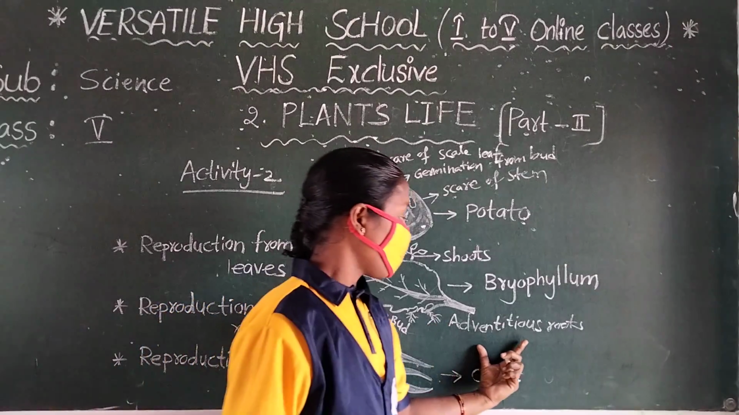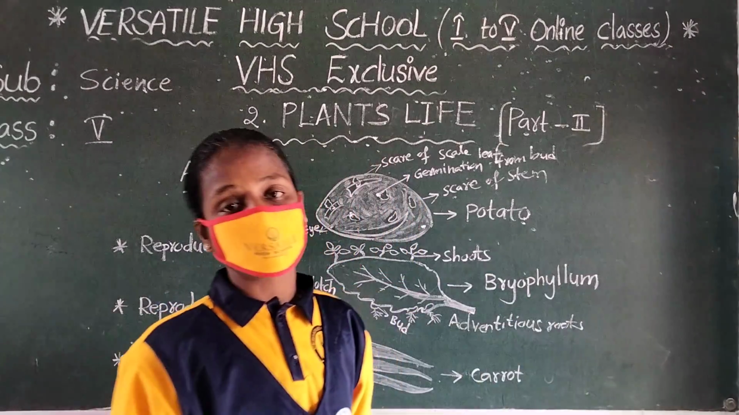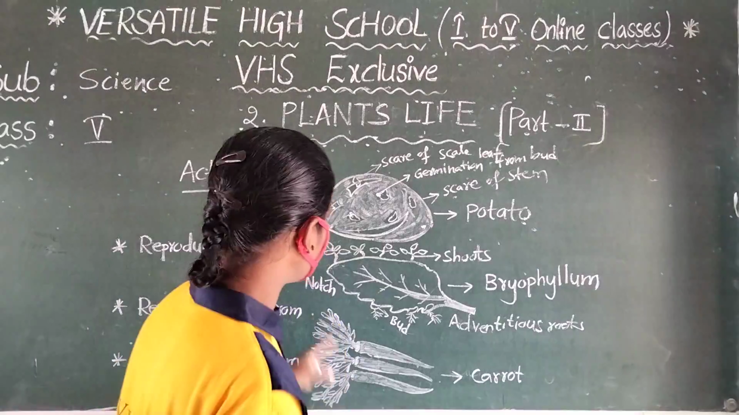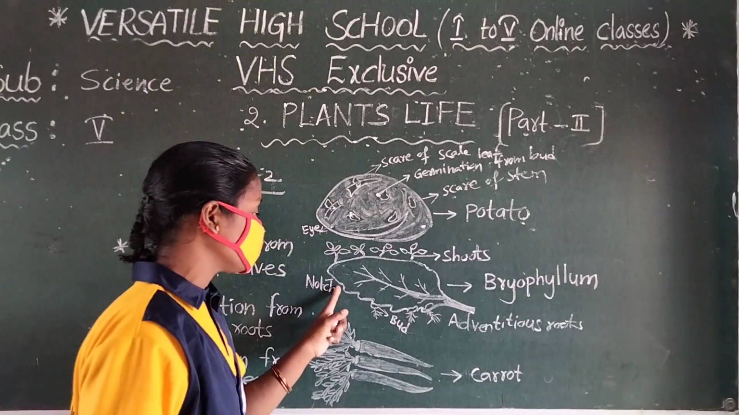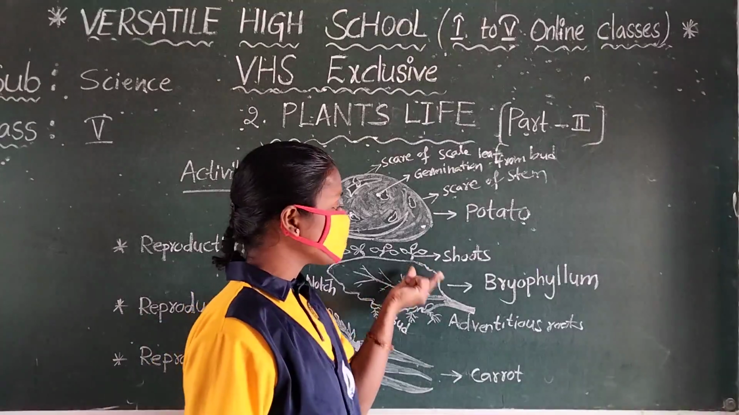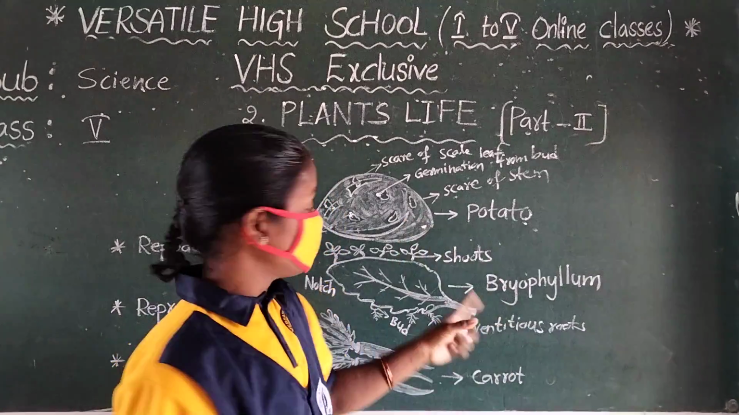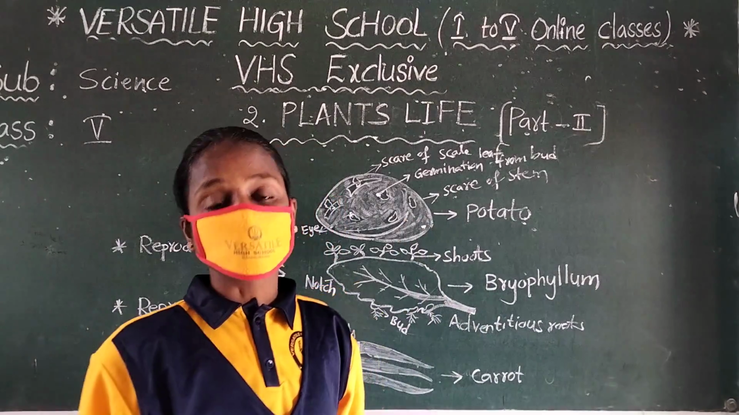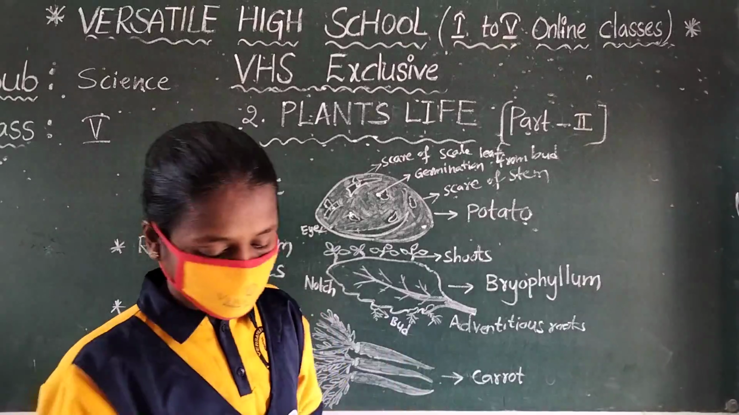That is called adventitious roots. And this one, you already know, is called a notch. Some small plants come out from that leaf. That is called shoots.